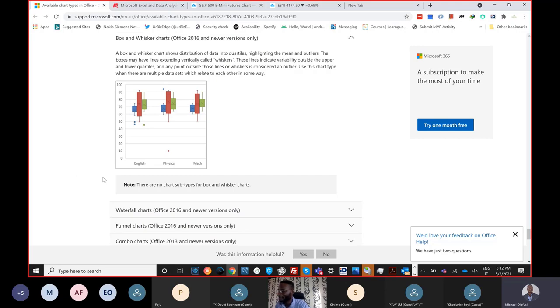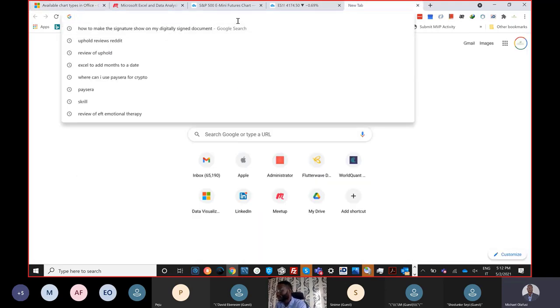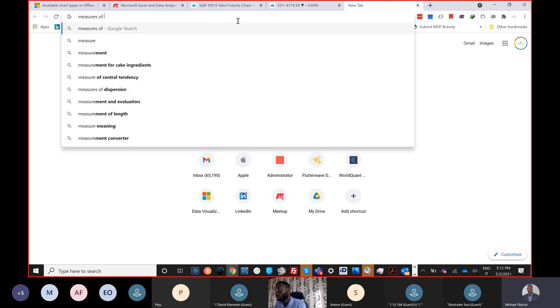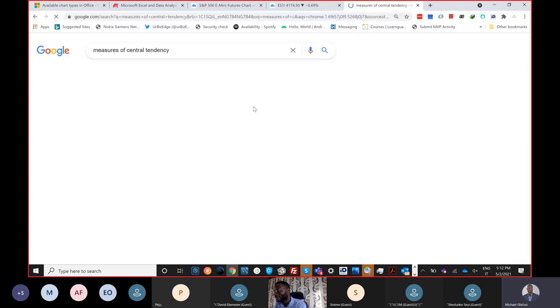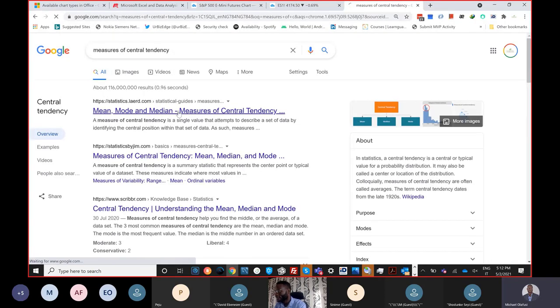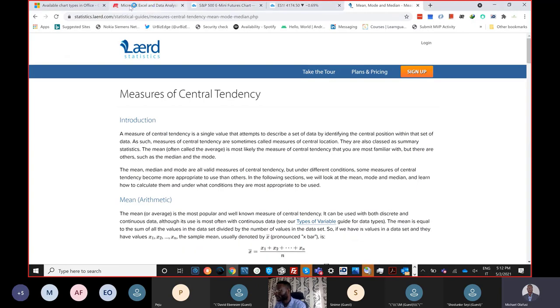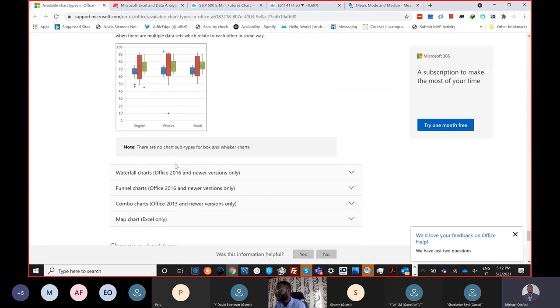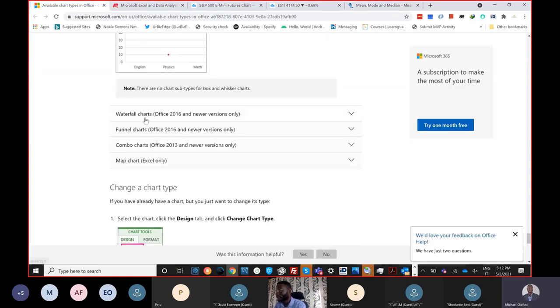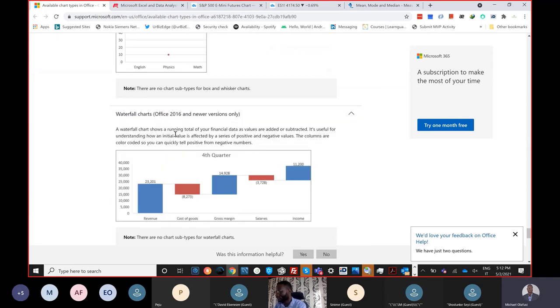So I think it's measures of central tendency. That's what we call them. Let me just type it down. I think that's it, right? All this kind of mean, median, mode, and so on. So it doesn't show all of them, but it shows most of them. So if that's what is interesting to you with outliers, then that's what you use.